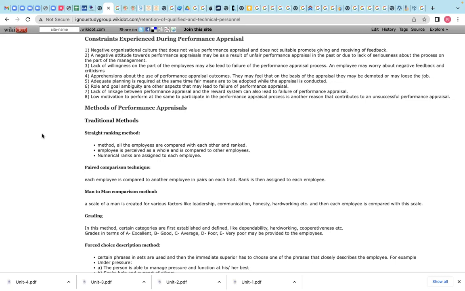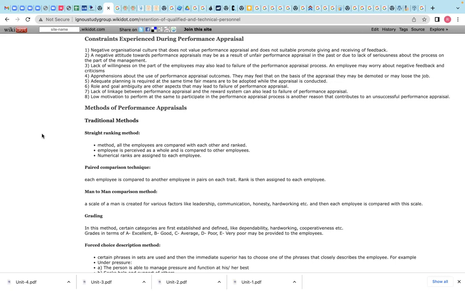So it requires adequate planning. If planning is not there, then appraisal systems would fail. If there is any ambiguity in the role, like who would be your mentor, or who is going to be appraising you, that kind of clarity needs to be there. And obviously your performance needs to be rewarded. There should be a link between these two. So low motivation to perform and to participate is another reason.